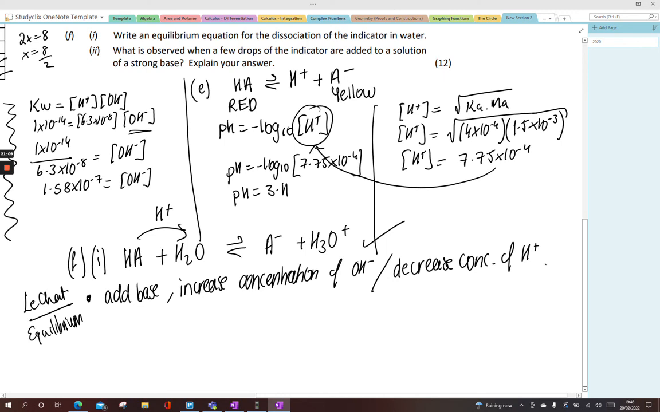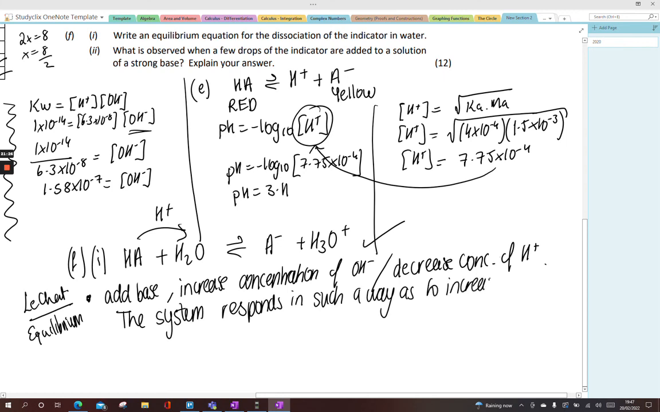Remember, when a system at equilibrium is subjected to a stress, the system responds in such a way as to increase the concentration of hydrogen ions. How are we going to increase the concentration of hydrogen ions? We're going to shift that equilibrium to the right.